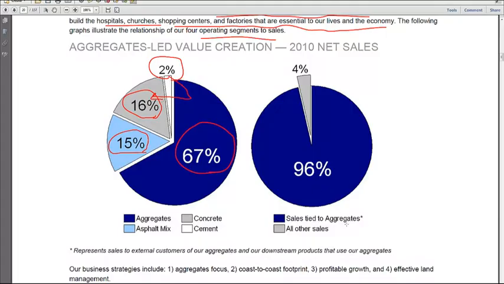And then they actually have their sales, and basically what they're doing is they're selling aggregates and asphalt or concrete or cement to go along with it. So basically 96% of their sales are driven by aggregates. There's only about 4% where they're selling stuff other than aggregates.